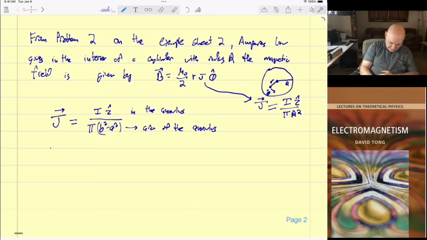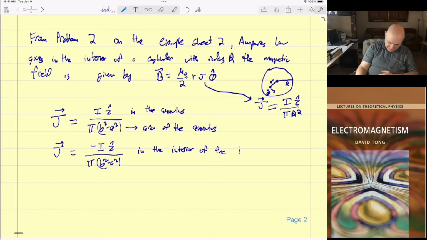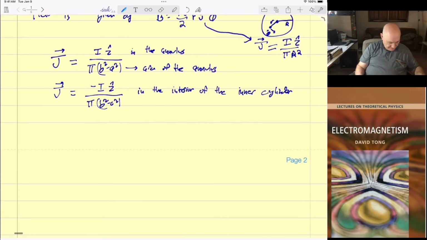And then J in the interior of the inner cylinder is equal to the same magnitude but in the opposite direction: minus I z hat over pi (b squared minus a squared). So we now have our currents, and we can apply our formula for the magnetic field.